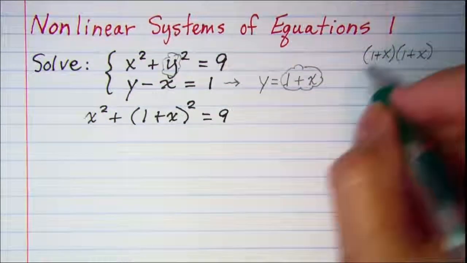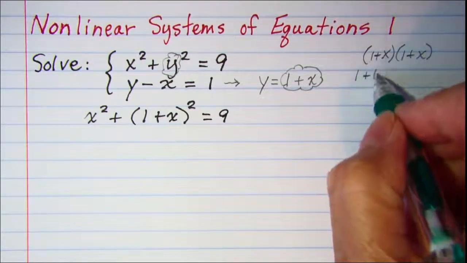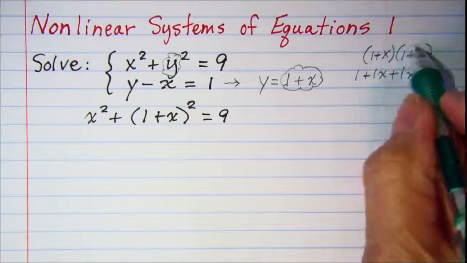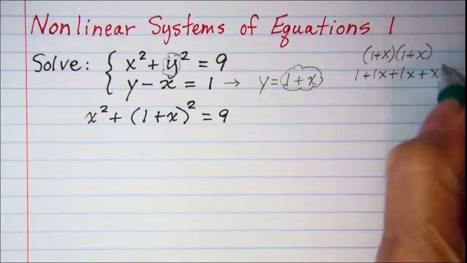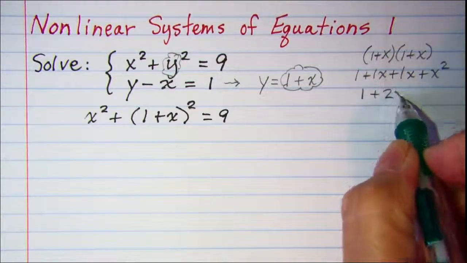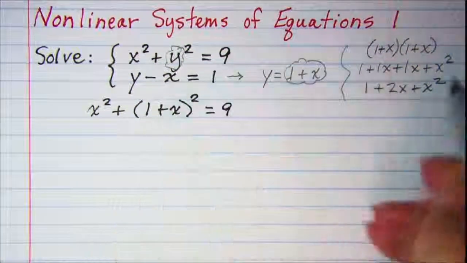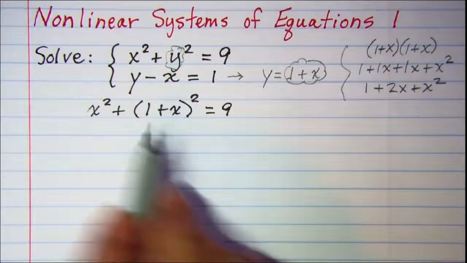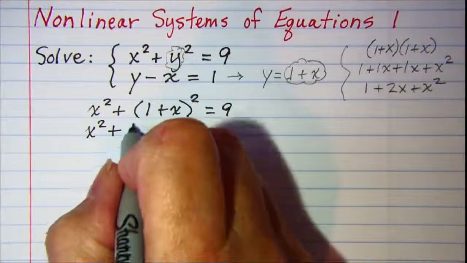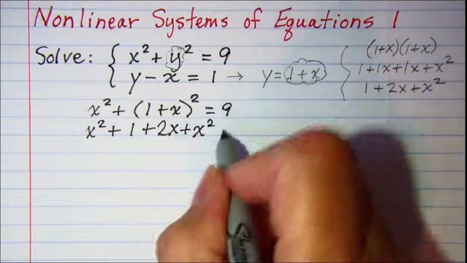The first times the first is 1. The outer product is 1x. The inner product is 1x. And the last product is x squared. So this is 1 plus 2x plus x squared. So let's put this in place of 1 plus x squared. We have x squared plus, and then 1 plus 2x plus x squared, and that equals 9.